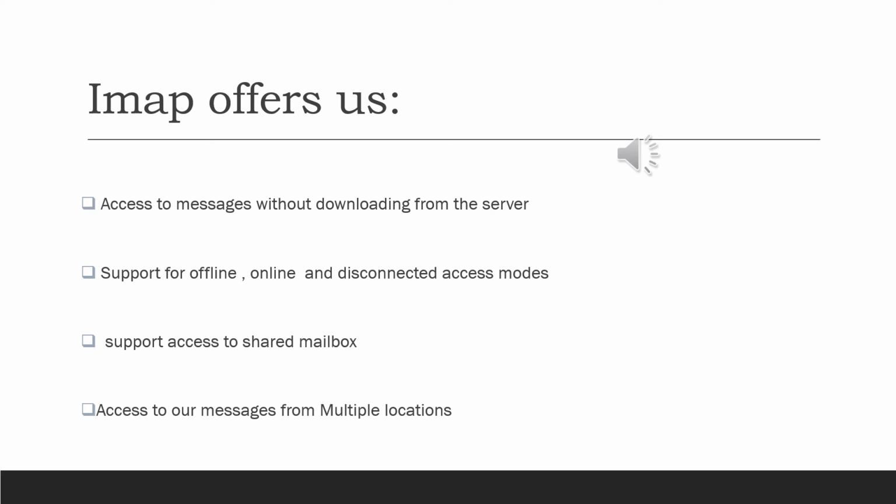In this slide, I'm going to discuss what IMAP offers us. IMAP offers us access to messages without downloading them from the server. In other words, you do not have to wait for your new messages to download from the server before you read them. IMAP also offers support for offline, disconnected, and online modes. All three modes are for remote mailbox access. IMAP supports access to shared mailboxes because every major client is pretty much compatible with IMAP. Again, IMAP gives us the chance to access our messages from multiple locations.